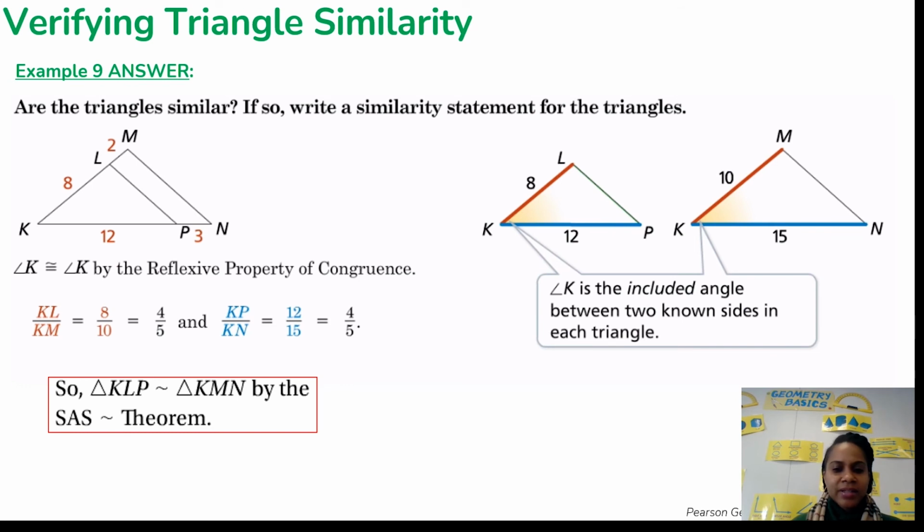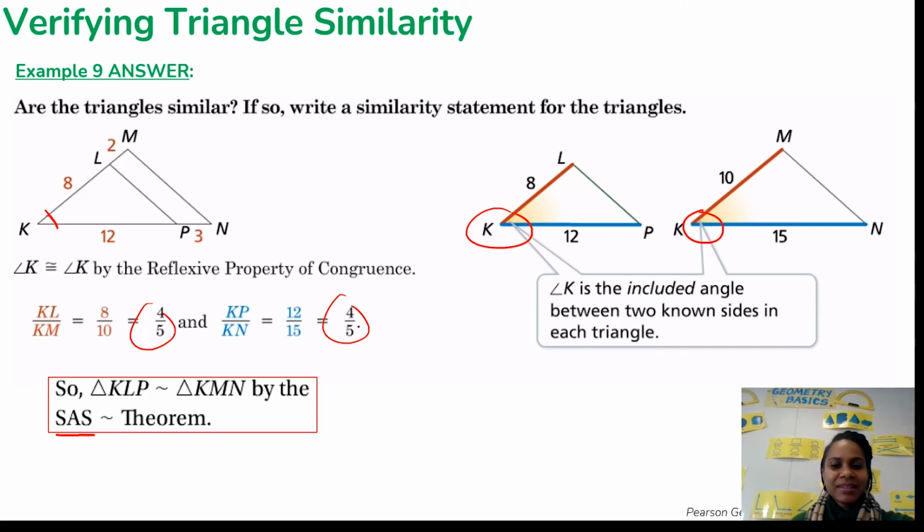These triangles are in fact similar using the side angle side theorem. The two sides are proportional. They reduce to 4/5. And the included angle right here, so we can see here and here, they are congruent because they share that angle. And so since the sides are proportional and the included angle is congruent, we can conclude that these two triangles are similar, not congruent. So I hope you got the problem correct.